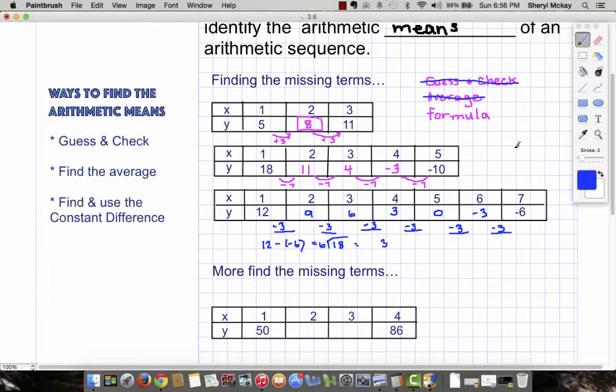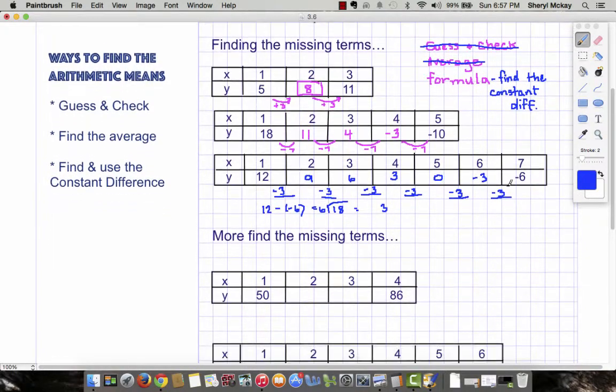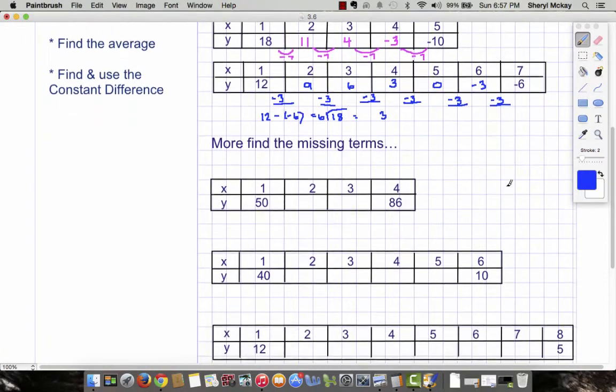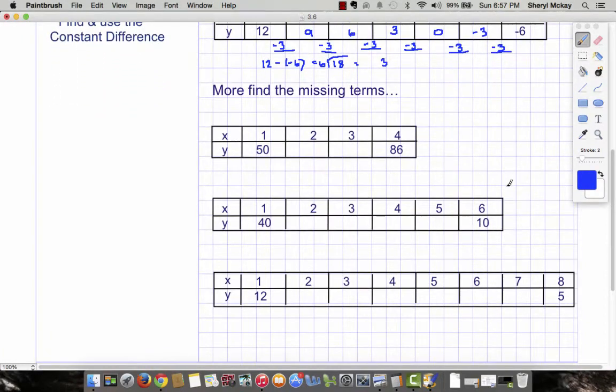So the key was to find the constant difference, right? Because once I know what the constant difference is, then I can figure out the terms, right? It's pretty easy. I can figure out the terms. So let's go ahead and try a few more. And now that we're going to know that we're going to try to find the constant difference, let's see if you can come up with some ways to figure out the constant difference.